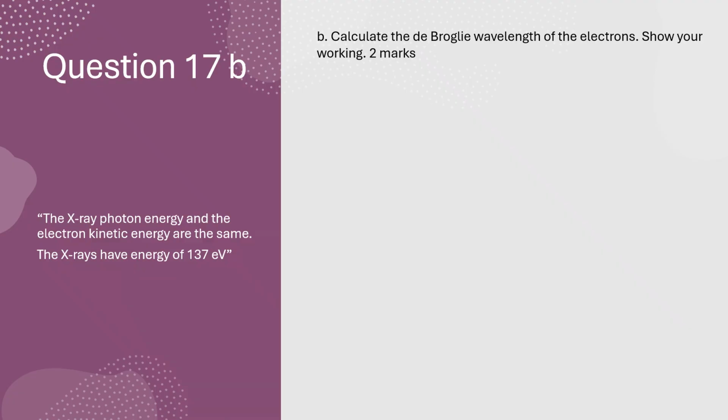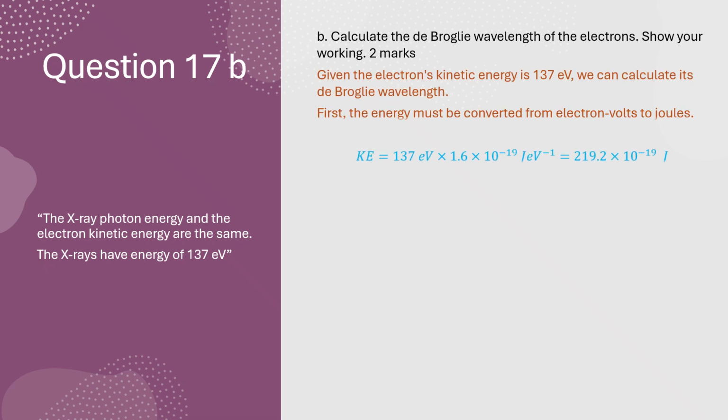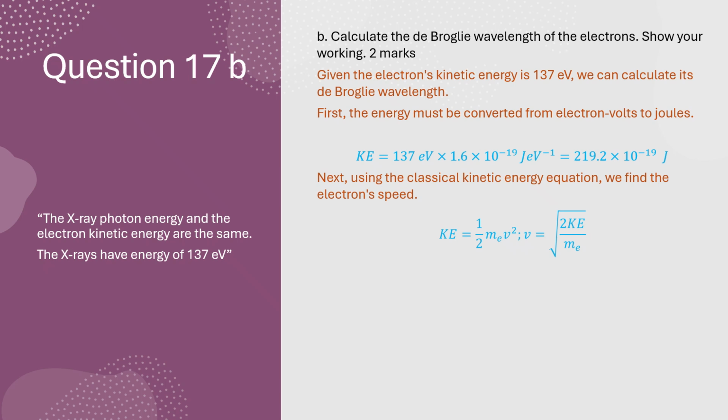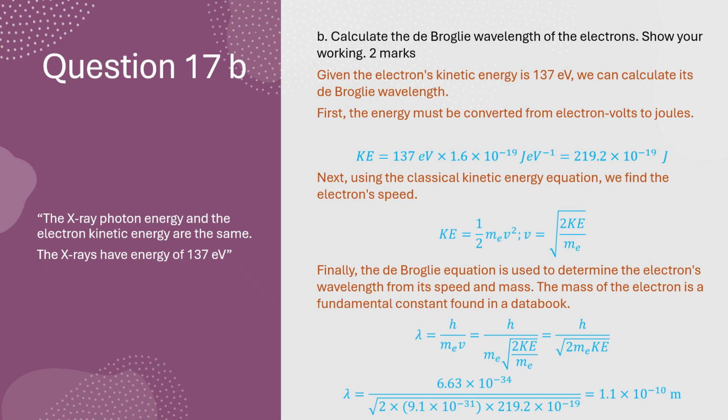Given the electron's kinetic energy is 137 eV, we can calculate its de Broglie wavelength. First, the energy must be converted from electron volts to joules. Next, using the classical kinetic energy equation, we find the electron's speed. Finally, the de Broglie equation is used to determine the electron's wavelength from its speed and mass. The mass of the electron is a fundamental constant found in the data book.